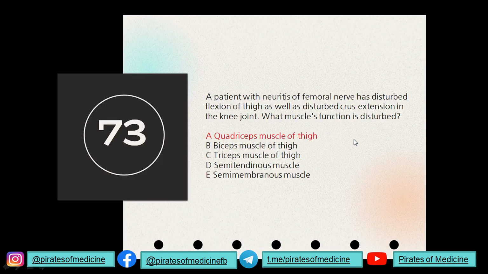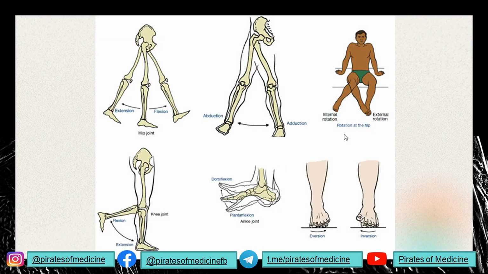So the 73rd question is that a patient with neuritis of the femoral nerve has disturbed flexion of the thigh as well as disturbed leg extension in the knee joint. So two motions: there is disturbed flexion of the thigh and there is disturbed leg extension in the knee joint. So let's look at these movements first of all.